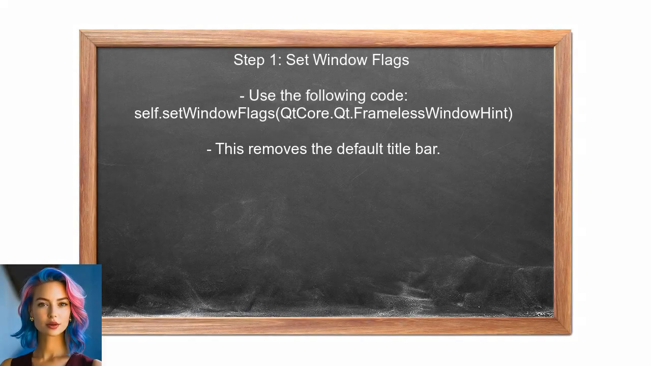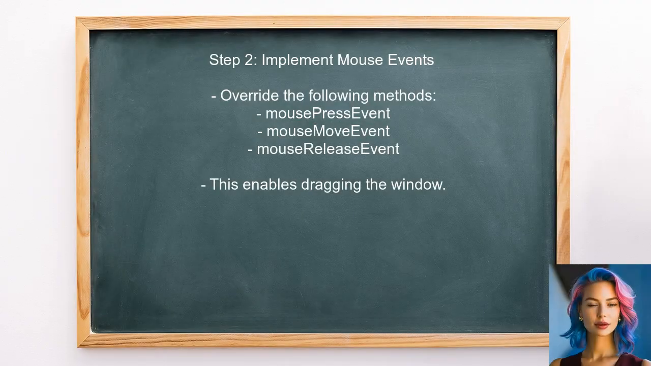To create a custom title bar in PyQt5, the user should first set the window flags to frameless. This allows for a borderless window, which is essential for adding custom buttons. Next, the user needs to implement mouse events to allow moving the window. This can be done by overriding the mouse press, move, and release events.